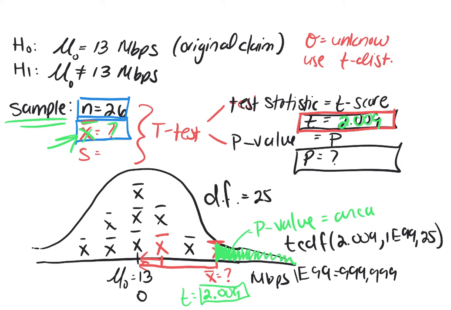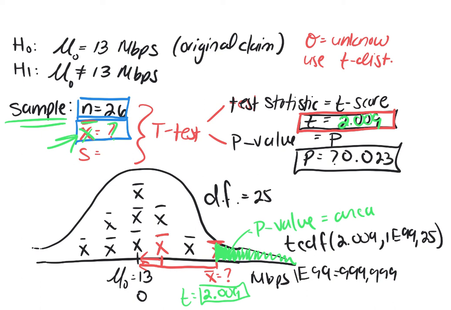When I type that into my calculator, and I didn't do this ahead of time, let me just go ahead and do this real quickly. I'm going to go to 2nd VARS in my calculator to take me to the distributions, and choose TCDF. I'm going to type in my lower limit of 2.009, upper limit 1E99, and my degrees of freedom is 25. This gives me a probability of 0.023 if I'm rounding to 3 decimal places.